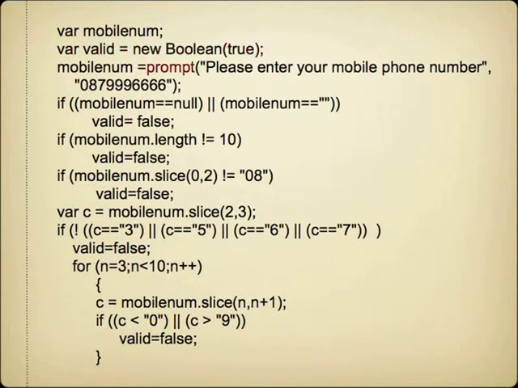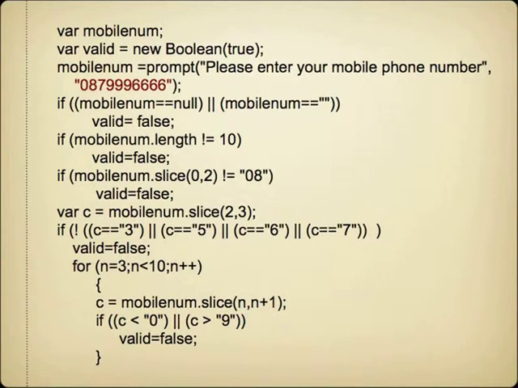So here we say mobile num is assigned prompt, and then we have please enter your mobile phone number. So that's the prompt that's going to appear in the dialog box. And there's also going to be a default number inserted. Inserting a sample number like this is usually a very good idea because it gives the user an idea of the format that you're expecting. On seeing this here, for example, the user knows that the number is expected to be in the 10-digit format with the leading 0.